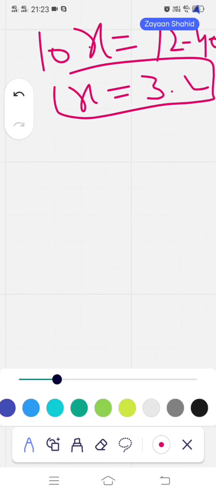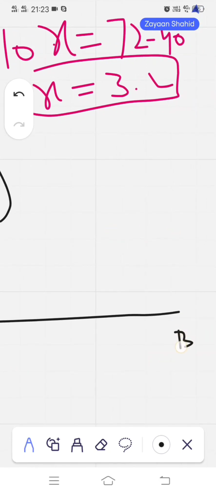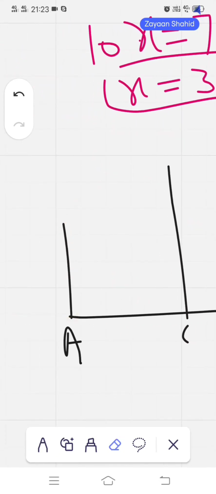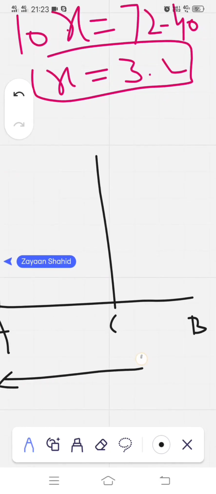In question number 7, a uniform beam AB. Let me draw the beam here, A and B. This figure is actually given. So the length of the beam is 5 meters. Mass is 60 kg. It has a load of 40 kg attached at B.